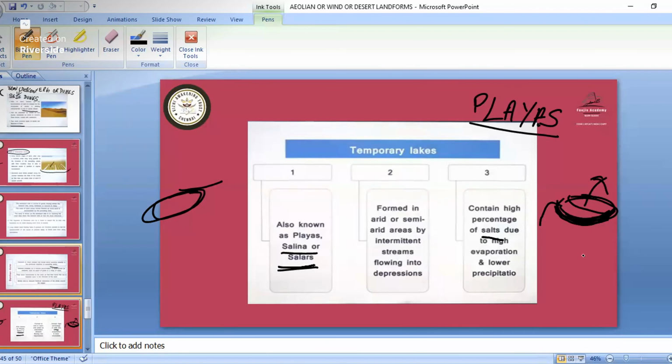So what happens in those playa lakes? On the sandy side we have evaporation, so all those salts will be left behind.